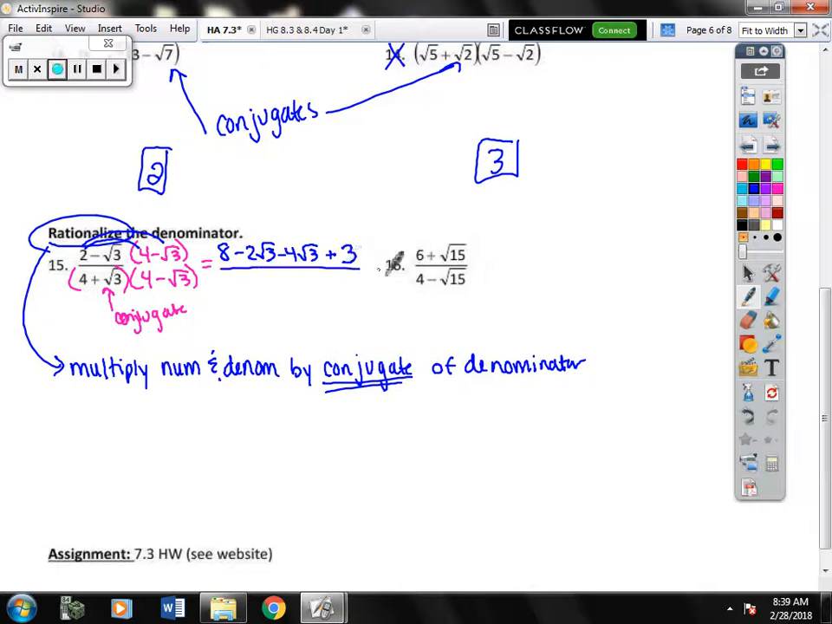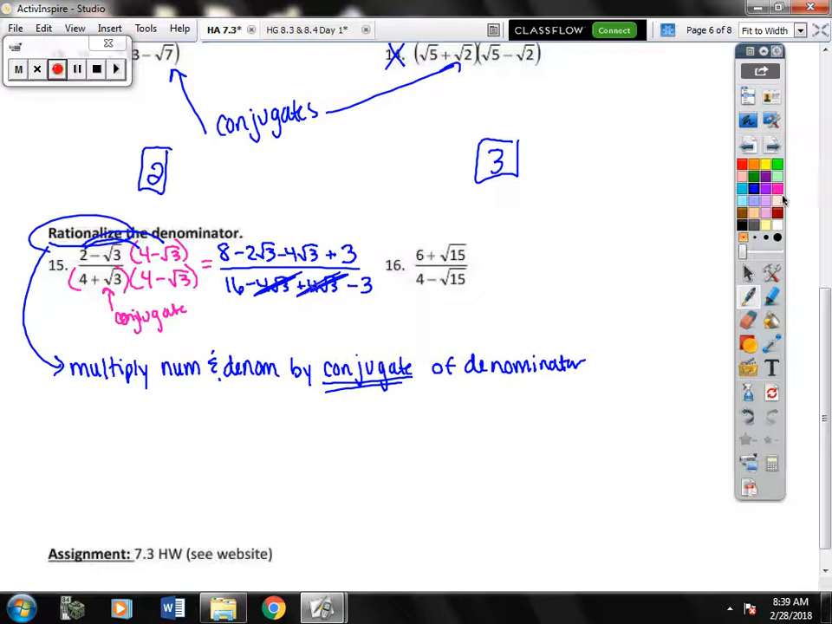Now in the denominator, when we FOIL a conjugate, they should come out to have no square roots left in them, if we do it right. So we're going to get 16 minus 4 root 3 plus 4 root 3 and minus the square root of 9, which is 3. So if you did this correctly, those middle terms are going to cancel each other out.